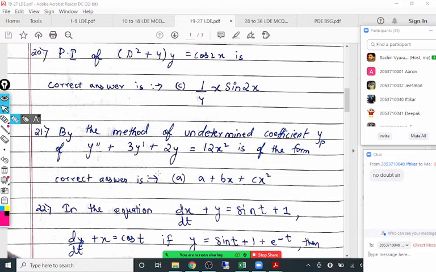Question 21: by the method of undetermined coefficients, what is the trial yp? Obviously, the RHS is 12x square, so the trial is a + bx + cx square.